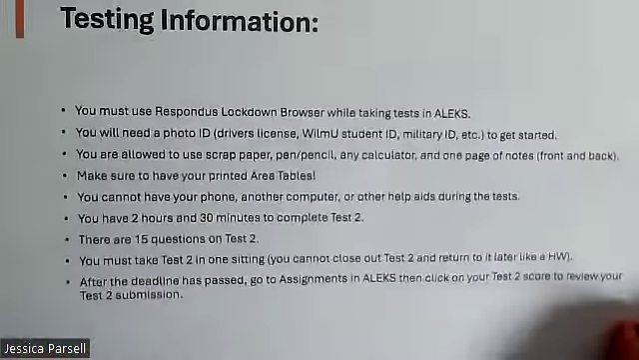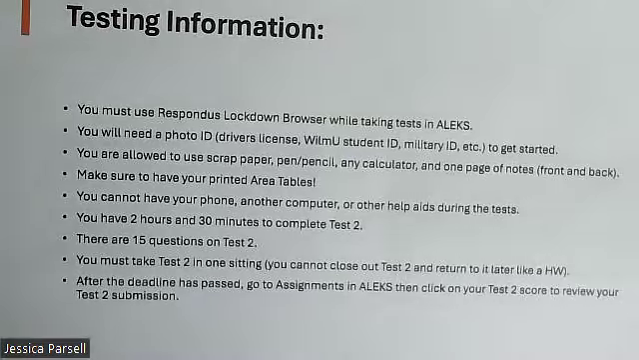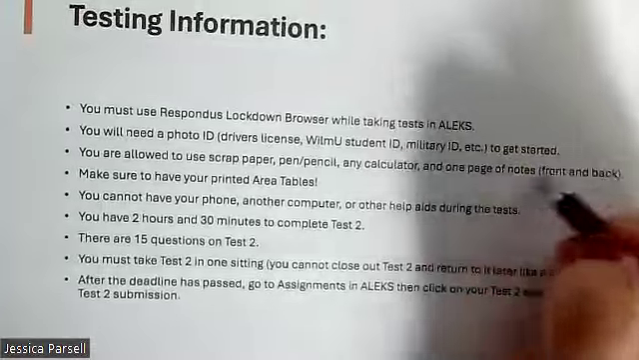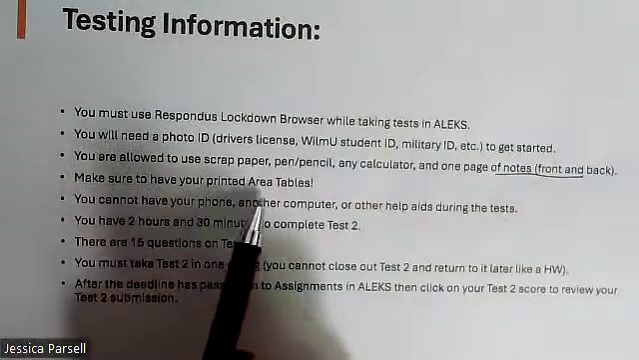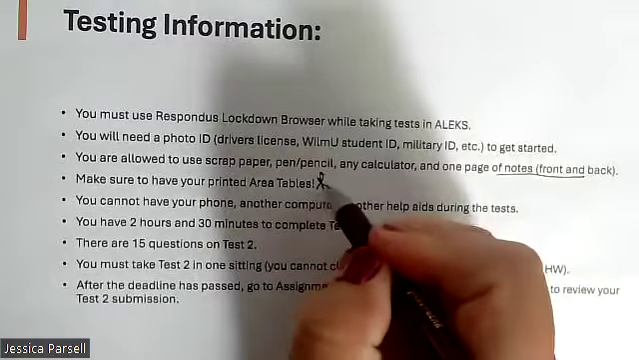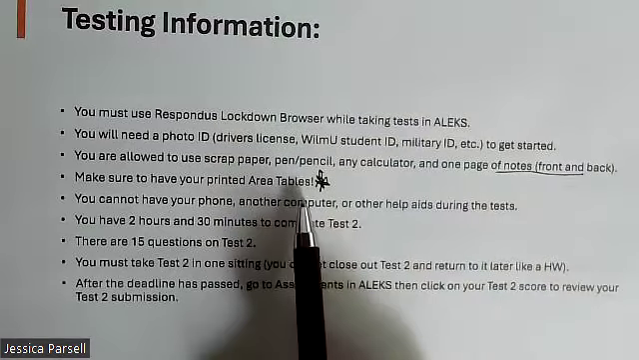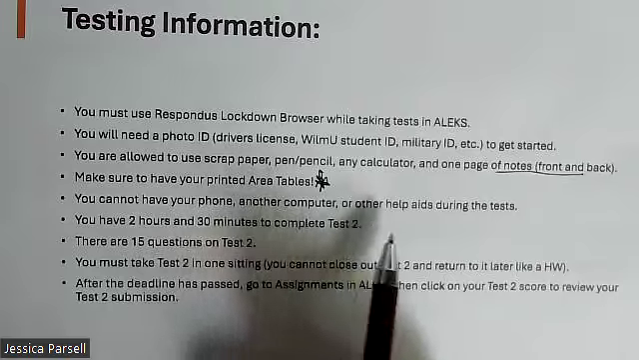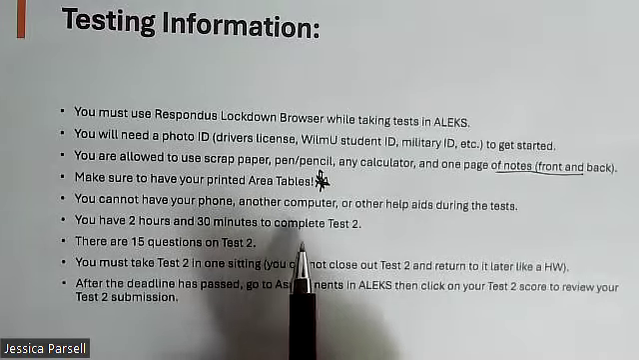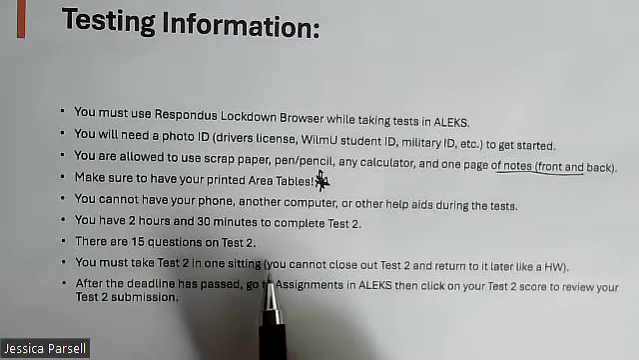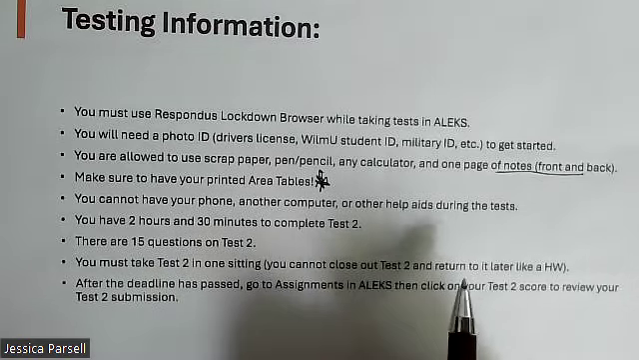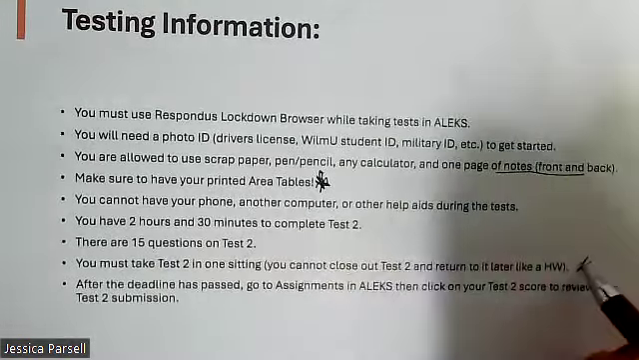Just the usual. You've got to use the Respondus Lockdown Browser. You've got to have your photo ID. You can use scrap paper and 1 page of notes. One thing I wanted to add is make sure to have your printed area tables. Okay, this is very important. You might need those. You can't have your phone or other computer help aids. You have 2.5 hours to complete the test. There are 15 questions, and make sure you take it in one sitting. You can't close it out and return back. So that's also very important.